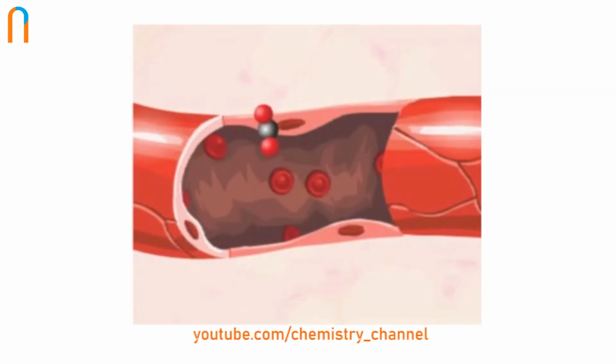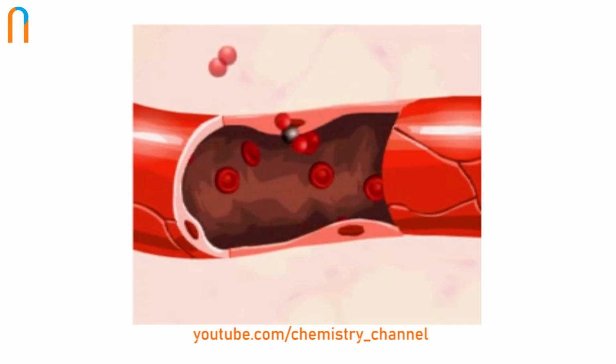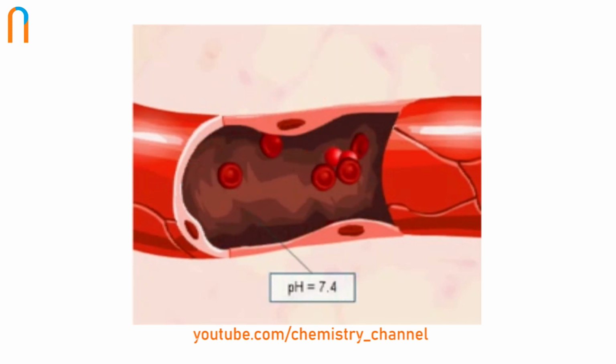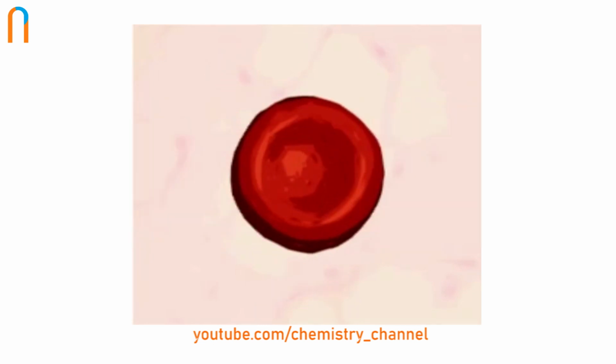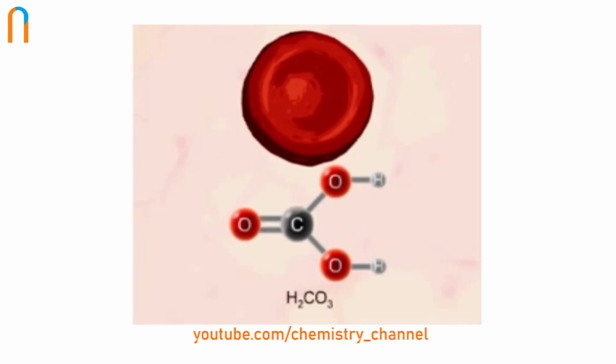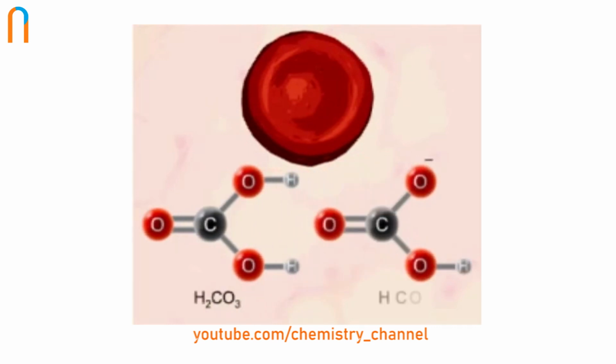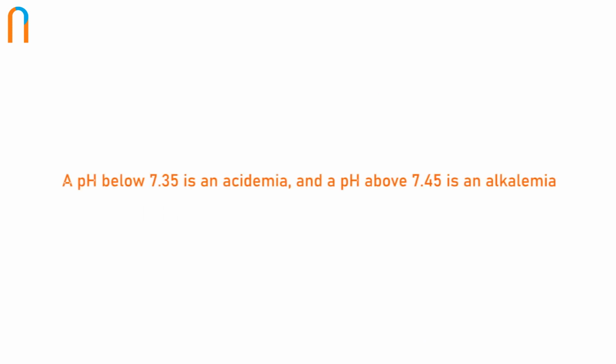pH. In the absence of pathological states, the pH of the human body ranges between 7.35 and 7.45, with an average of 7.4. Why this number? Why not the neutral number of 7.0 instead of slightly alkaline 7.4? A pH at this level is ideal for many biological processes, one of the most important being the oxygenation of blood. A pH below 7.35 is an acidemia, and a pH above 7.45 is alkalemia.